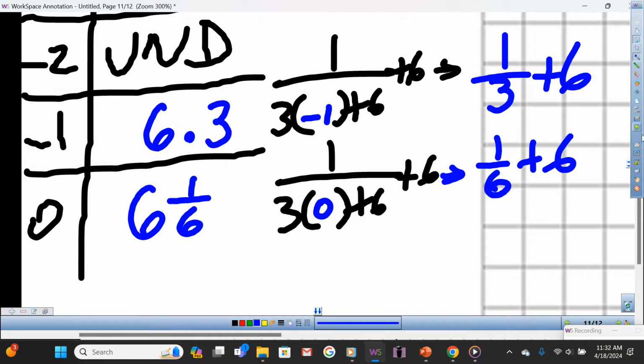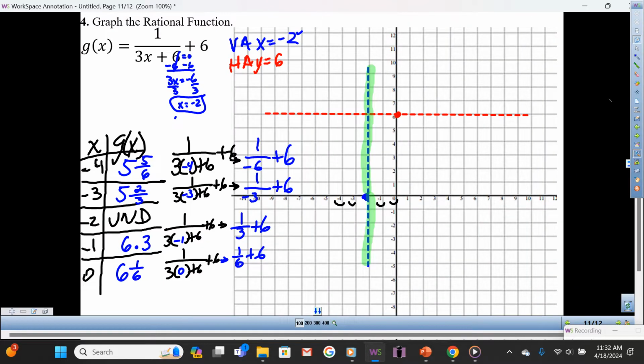All right, let's graph that. Here we go. So, -4 and 5 5/6. -4, and then we got 1, 2, 3, 4, 5 5/6. That means it's almost all the way up there, but I'm going to place it right there. Next, -3 and 5 2/3. -3, and we got 1, 2, 3, 4, 5. 2/3 is about right there.